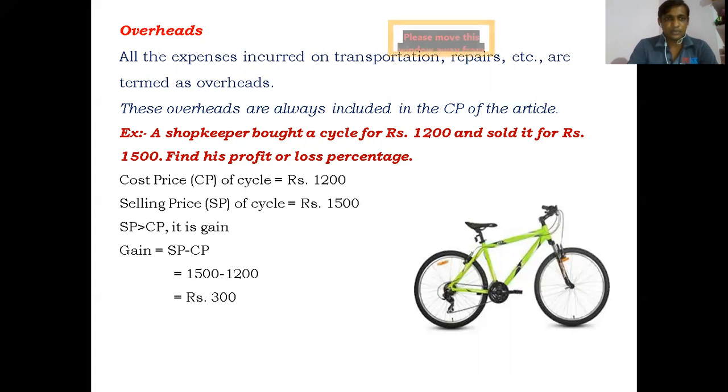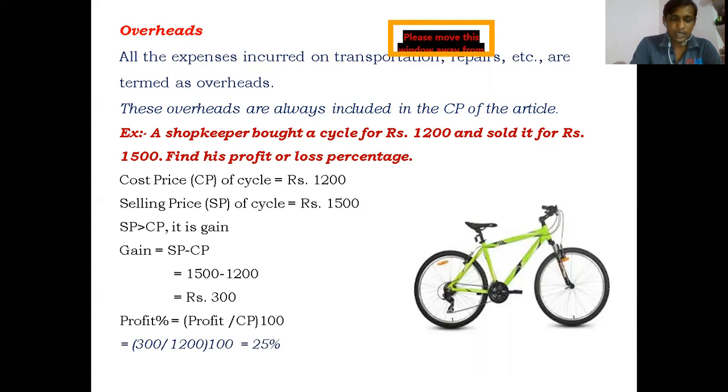Now the gain percentage, because he got a gain. Gain percentage or profit percentage is equal to profit by CP into 100. That is 300 by 1200 into 100, which is equal to 25%. That means the shopkeeper is going to get a profit of 25%.